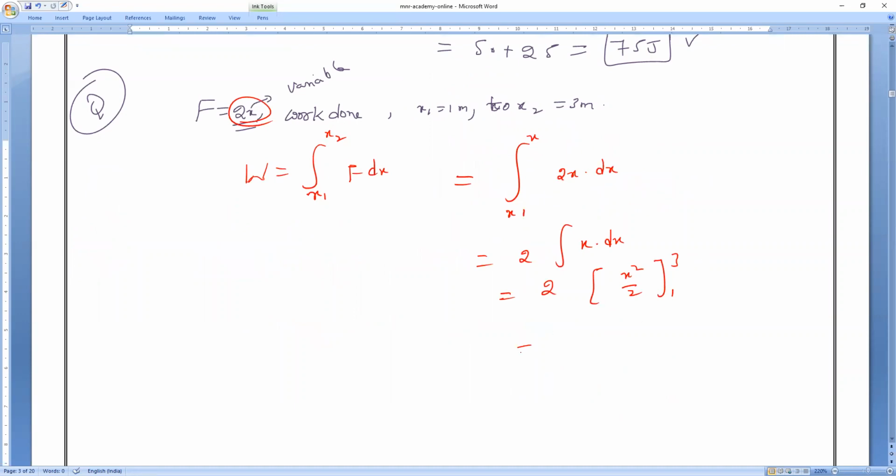Am I doing anything wrong? Then the 2 will get cancelled. This will become 3 square minus 1 square, which equals how much? 9 minus 1, that is 8. It equals how many joules, everybody? 8 joule. Okay, 8 joule.